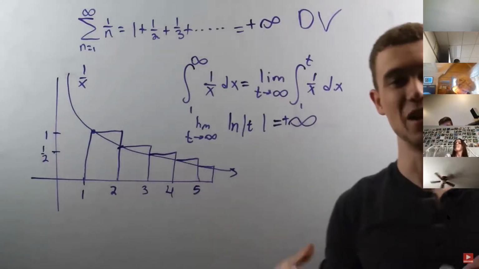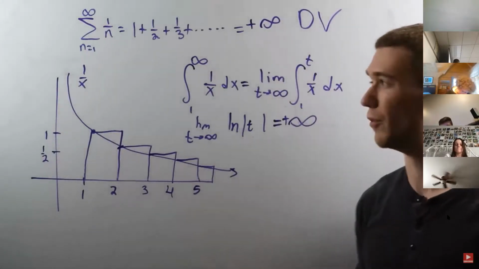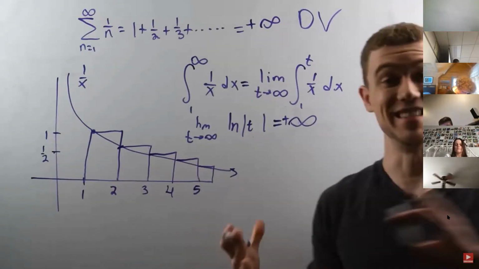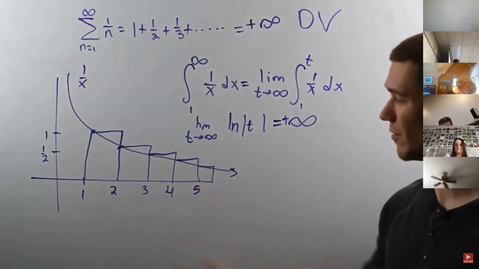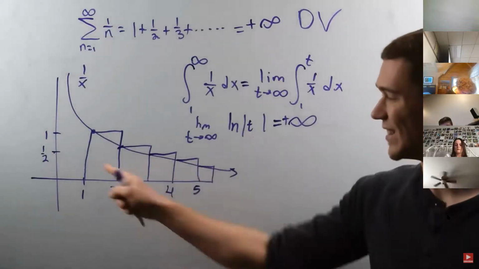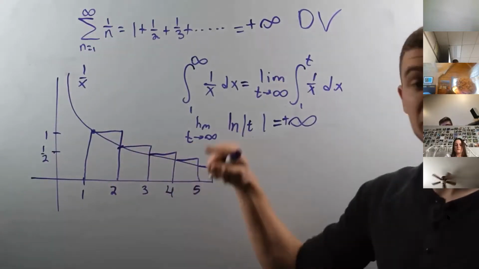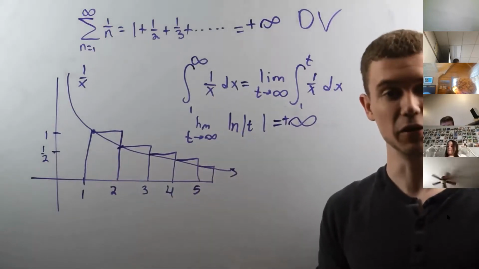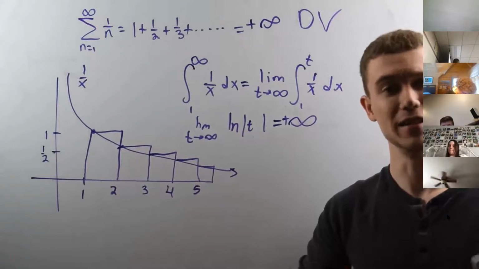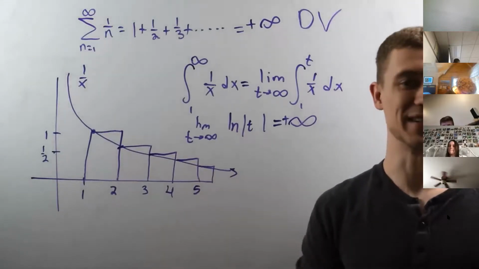So this is just one of the many proofs of the harmonic series diverging. There's many others you can find online, but this is my favorite because I can actually see it. I can see that the blocks are bigger than the area under the curve. And when I integrate to get the area under the curve, it's infinity. And so the series is bigger than infinity, so it diverges.